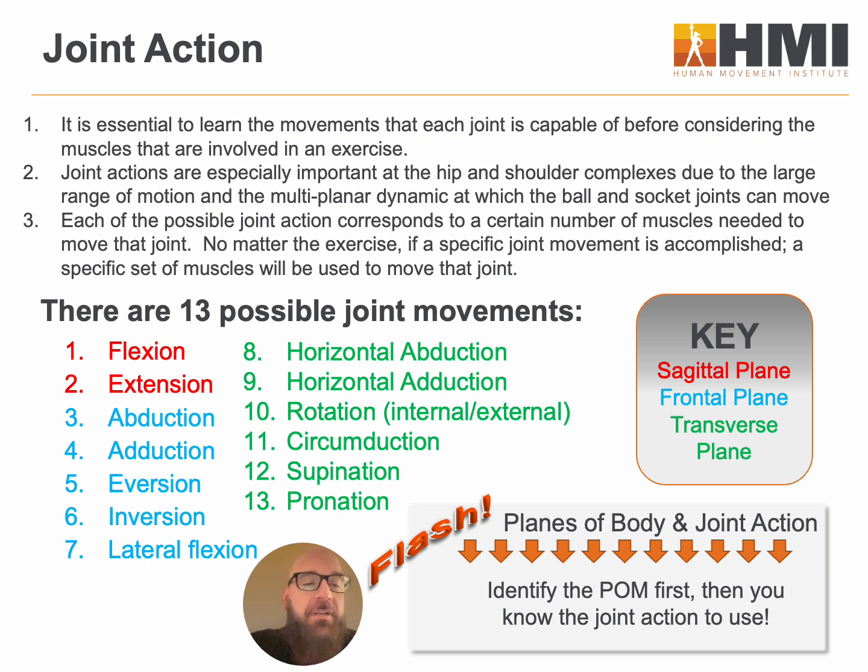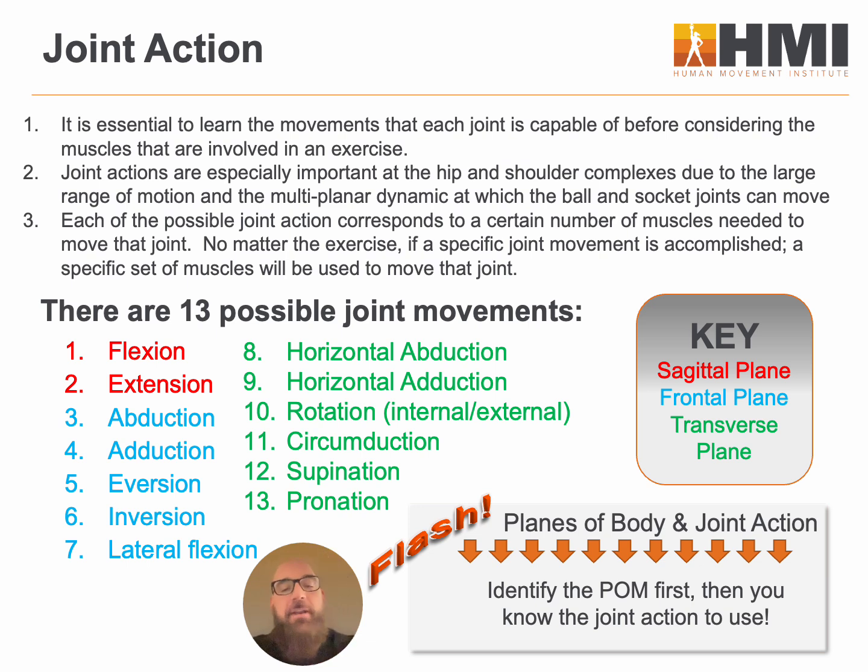Each plane has specific motions that occur in it. So flexion and extension happen in the sagittal plane. Abduction, adduction, eversion, inversion, lateral flexion are going to be the frontal plane movements. And the transverse plane is going to include horizontal abduction, horizontal adduction, rotation, both internal and external, and circumduction, which is rotation around a fixed point. Supination, pronation happen in the wrist.